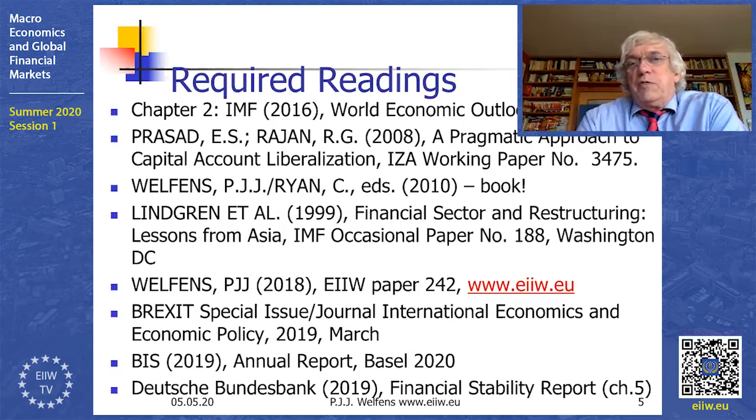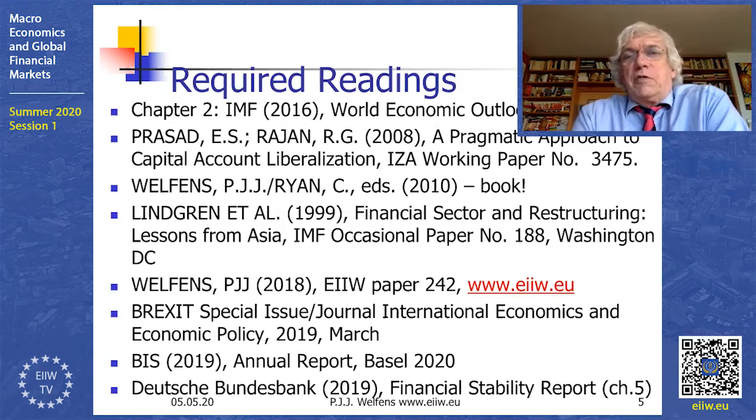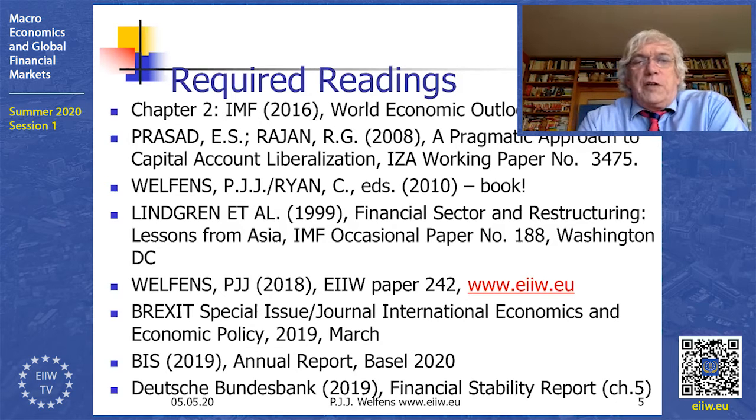I think chapter 2 of the World Economic Outlook 2016 is very important and interesting. IMF often has interesting reports, or sometimes chapters of the World Economic Outlook. There is a nice IZA paper by Prasad and Rajan, entitled A Pragmatic Approach to Capital Account Liberalization. There is the book, a preceding volume edited by myself and Cillian Ryan. Cillian Ryan and myself had worked together in an EU project.